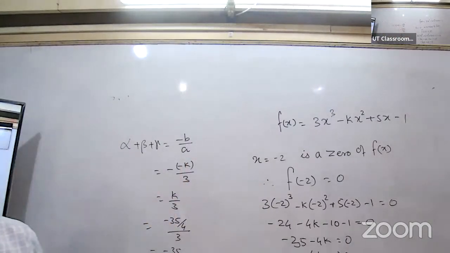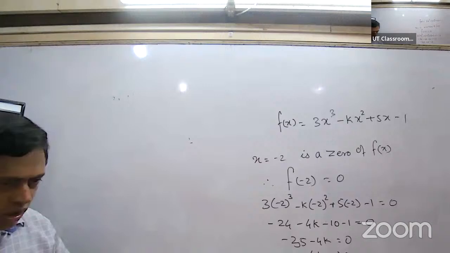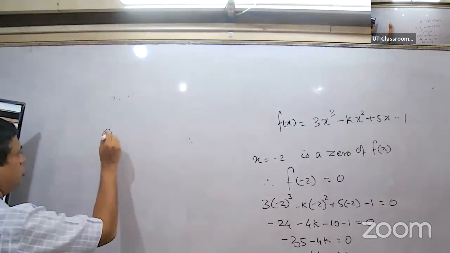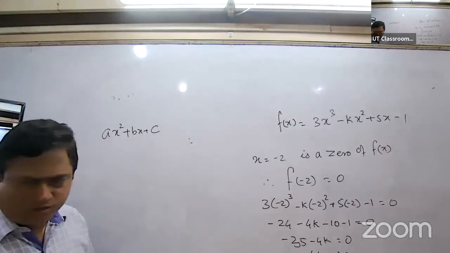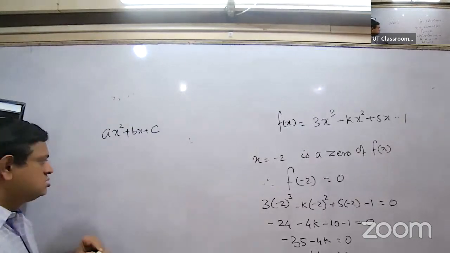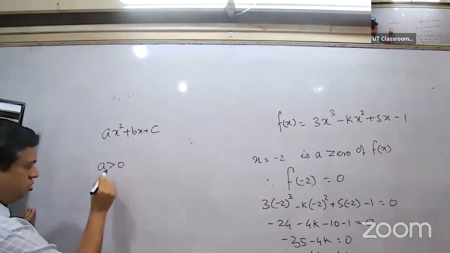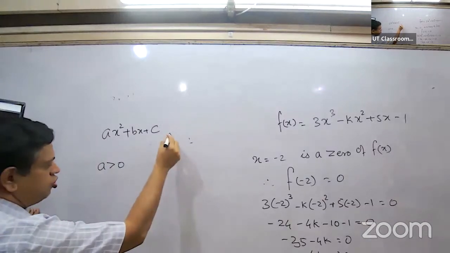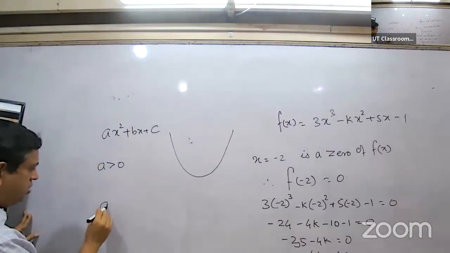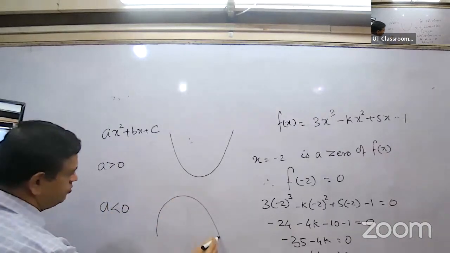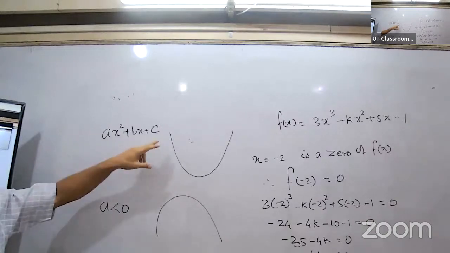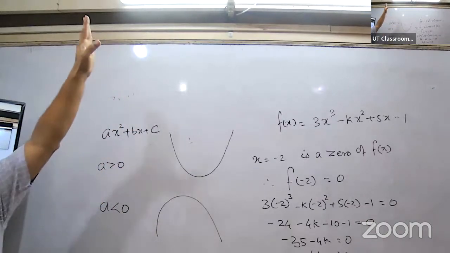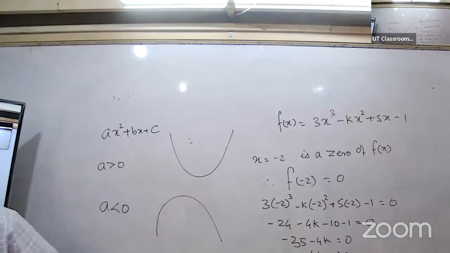All of you completed this one. Parabola, look here. What is the quadratic polynomial? Ax square plus bx plus c. Parabolic shape I have shown also to you. Now, if a is greater than 0, the parabola is opening upward. If a is less than 0, the parabola is opening downward. That is also there in your NCERT, that is why I am telling you. If the value of a is greater than 0, the parabola is opening towards which side? Upward. And if it is opening downward, so write down.